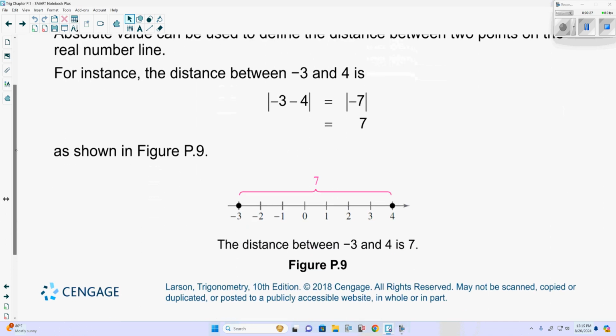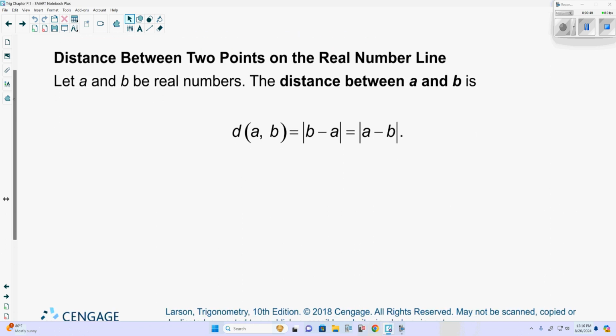So we take the absolute value of -3 minus 4, which is equal to the absolute value of -7, and the absolute value of -7 is 7. So the distance between -3 and 4 is 7. So the distance between 2 points on the real number line: let A and B be real numbers, such that the distance between A and B is defined as this here.